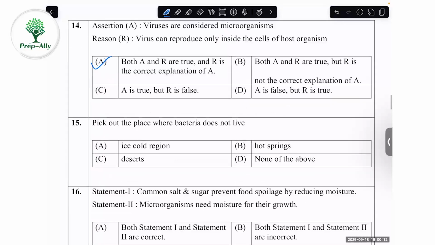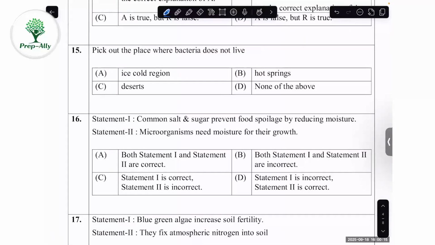Okay. 15th question. Pick out the place where bacteria does not live. It's quite tricky, but it's an interesting question. If you take a virus, they have some specification. They can live only in the host. A plant virus lives only in plant cells. An animal virus lives inside animal cells. If we take algae and fungi, they grow in places where there is more moisture.